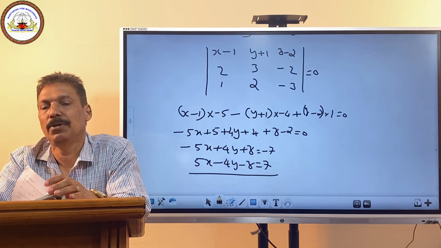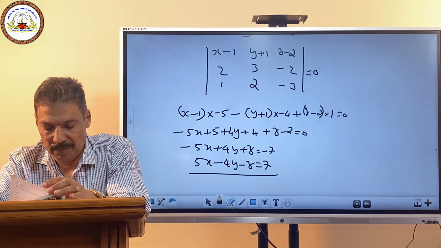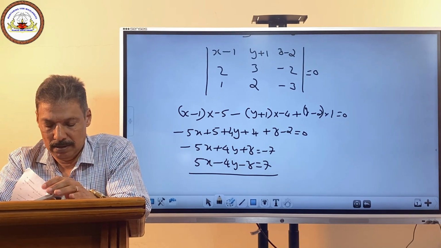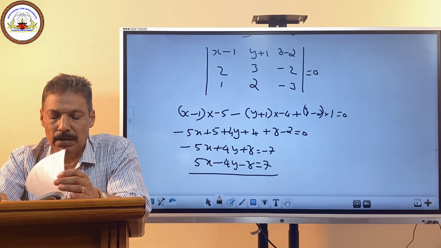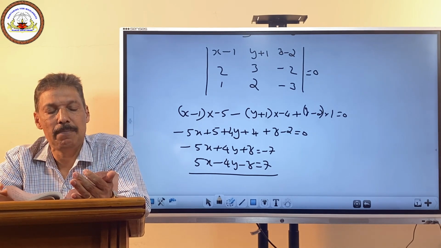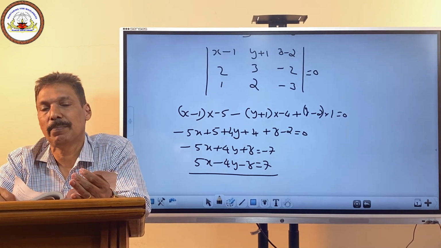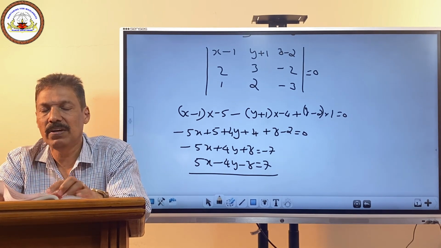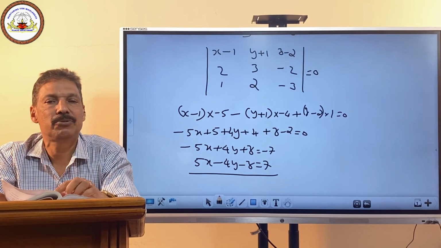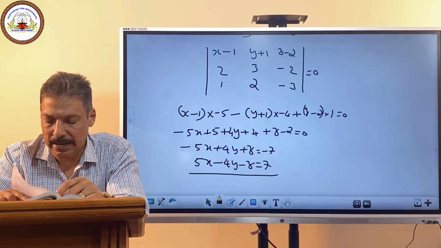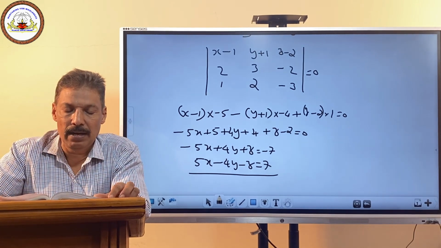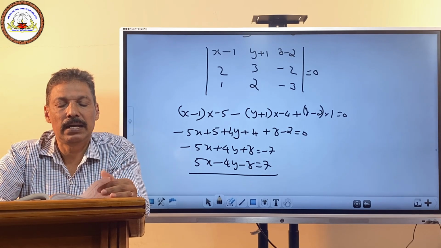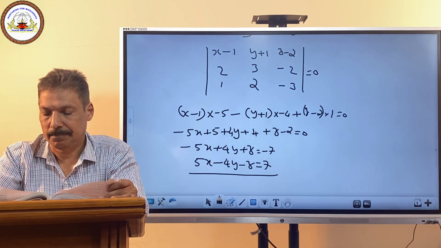We take a general point P on that plane. First of all we take the vector AP and the projection of AP on AB cross AC. That is the perpendicular distance. That is another method. One easy method is, first of all we derive the equation of the plane using the given points, and then find the perpendicular distance from the given point to the plane.